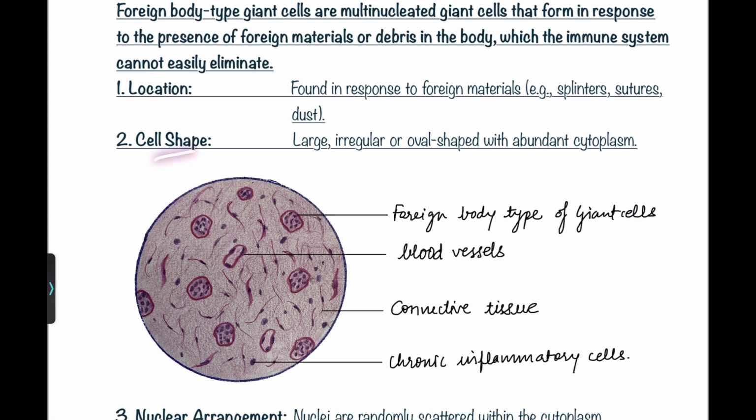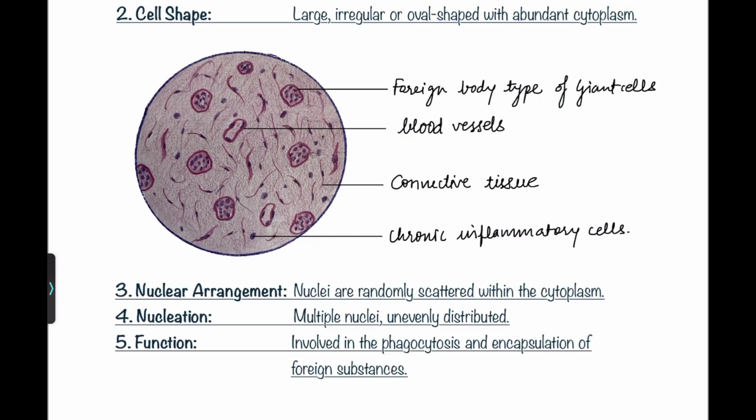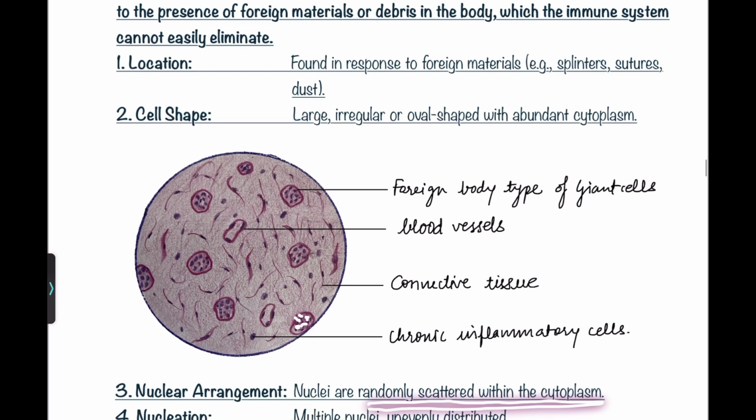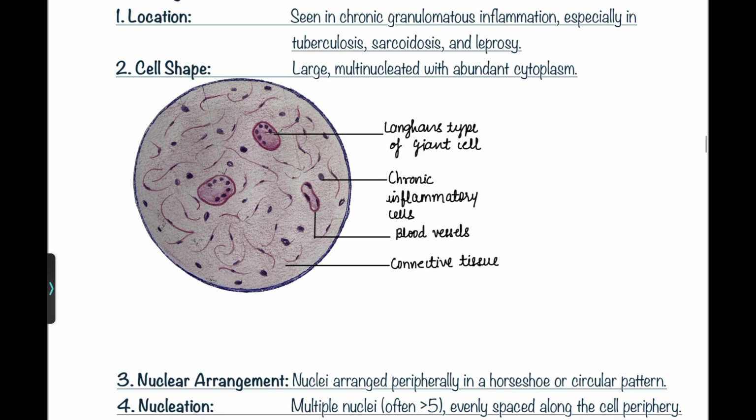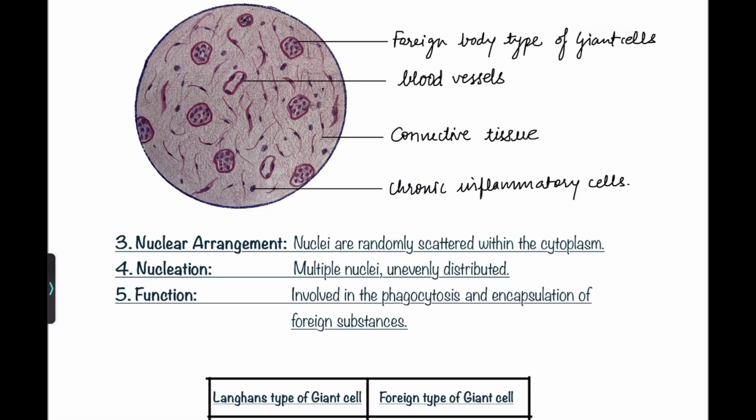The cell shape is large, irregular, or oval with abundant cytoplasm. Nuclei are arranged randomly scattered within the cytoplasm, whereas it was a horseshoe-shaped pattern in Langhans type. Likewise, multiple nuclei are present, unevenly distributed. Their function is to be involved in the phagocytosis and encapsulation of foreign substances.